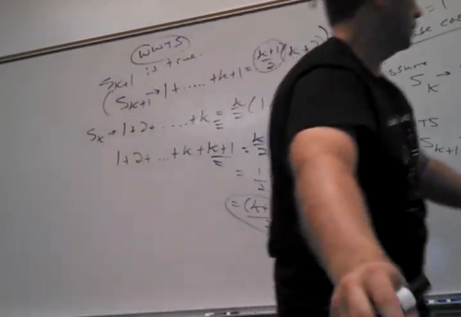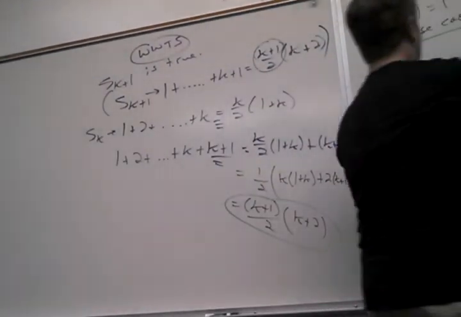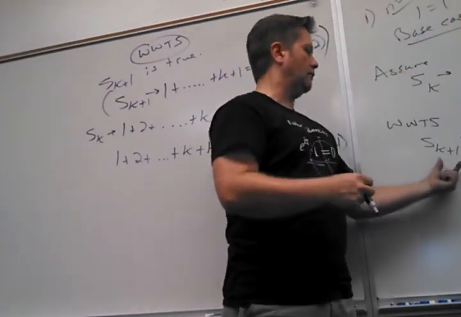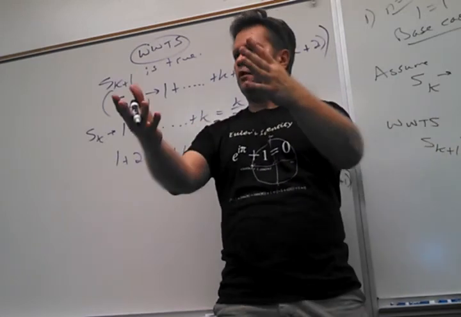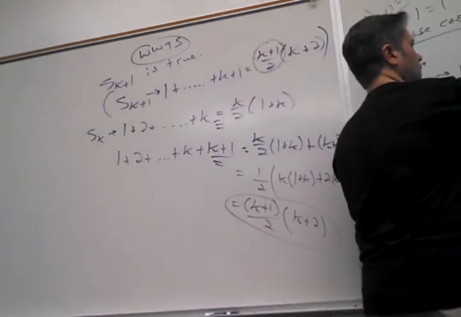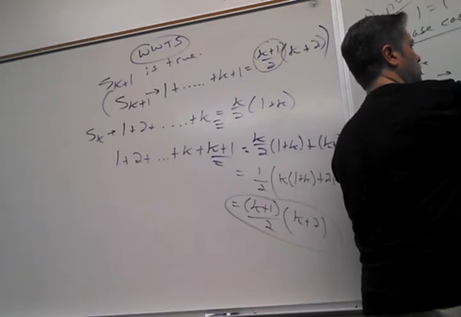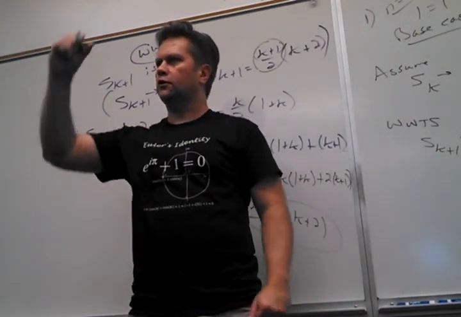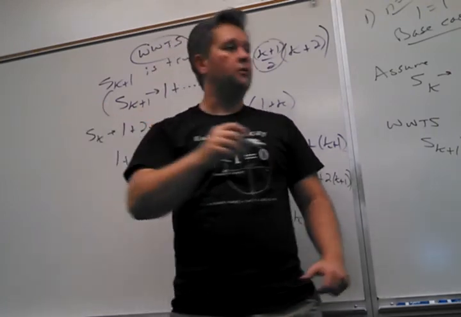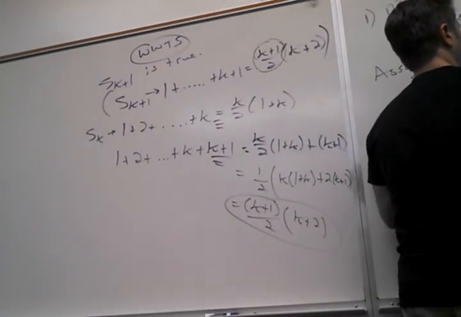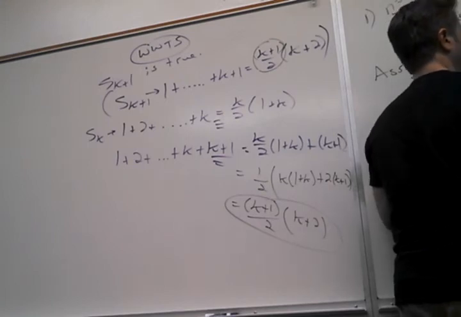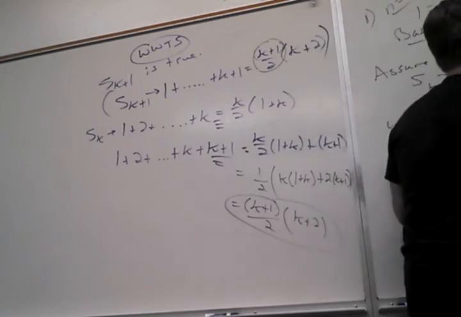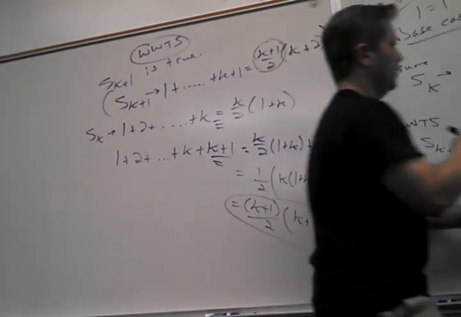All right, let me do this again. To get the kth term, how did we get the kth term? We plugged a k in for n, right? How did we get the k plus 1 term? We plug a k plus 1 in. And if we plug a k plus 1 in, we get twice k plus 1, which is 2k plus 2, minus 1, which is 2k plus 1. If you couldn't follow, you could do it on your papers. If you plug a k plus 1 in, what's twice k plus 1 minus 1? 2k plus 1.